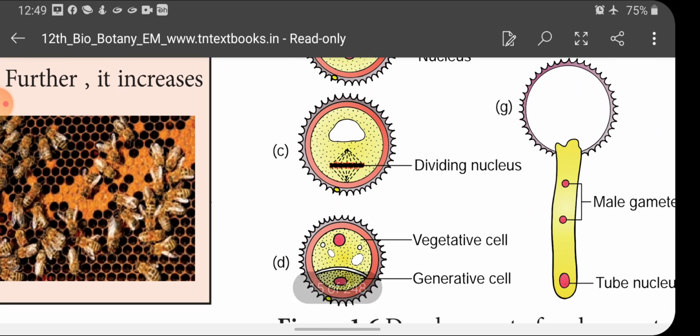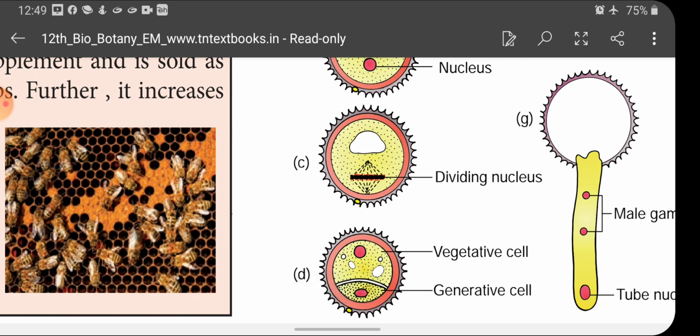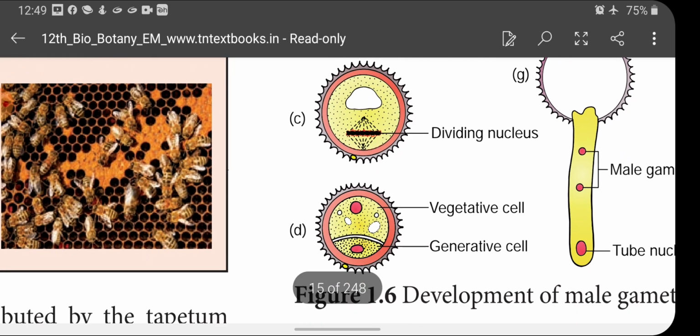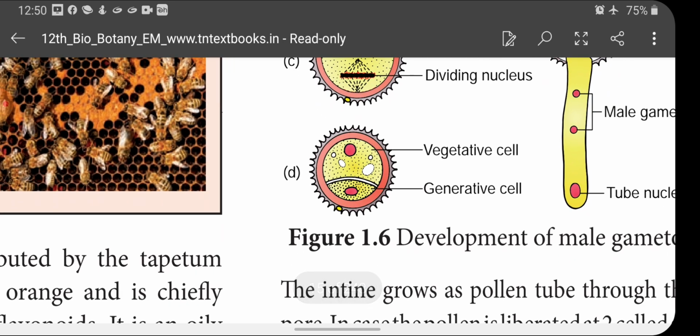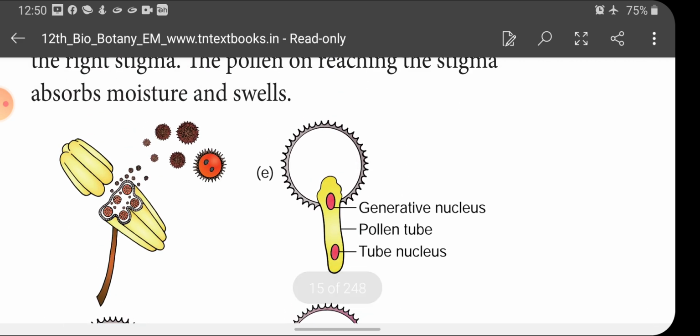In diagram C, we can see the nucleus undergoing mitotic cell division and forming two different cells, one vegetative cell and another generative cell. Okay children, next, come to figure E. In figure E, actually they did not show that only the vegetative cell develops into the pollen tube. Actually, there are two cells in the pollen grain, one vegetative cell and one generative cell.